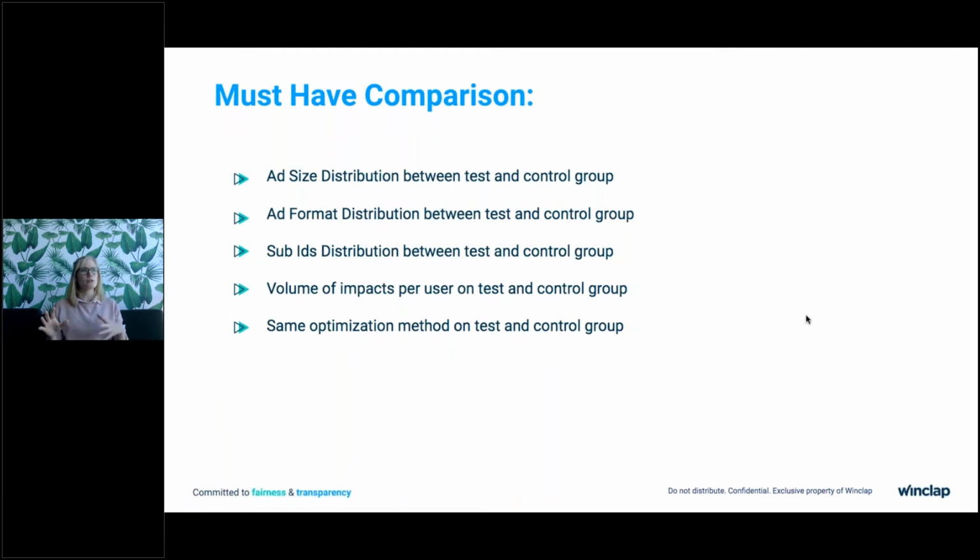So these are some comparisons you must have, yes or yes, in order to be sure that it was a healthy test. You have to analyze the ad size distribution between test and control group, also the ad format distribution, the sub-ID distributions, also the volume of impacts per user on each group, and that you have the same optimization method on both groups, okay? So these 5, and maybe you can find more, are control points that will make you sure that you run a fair and clean test, okay?